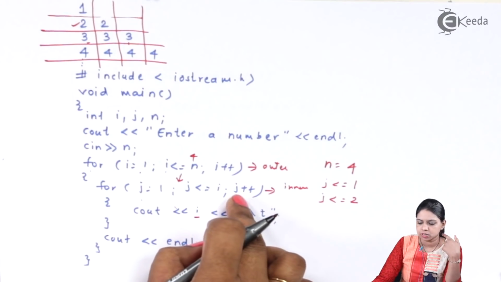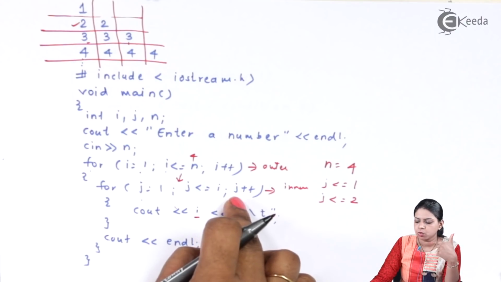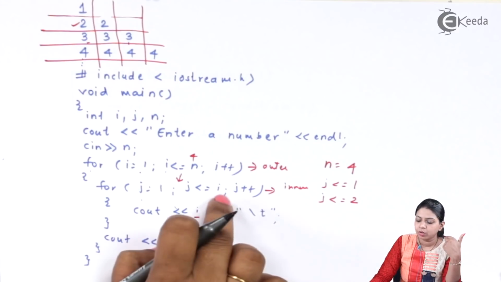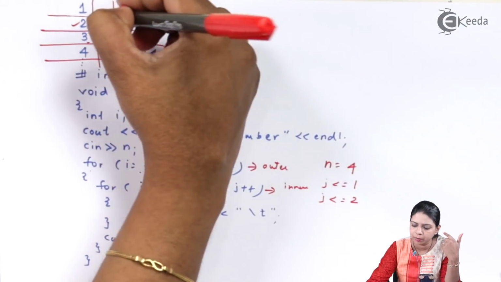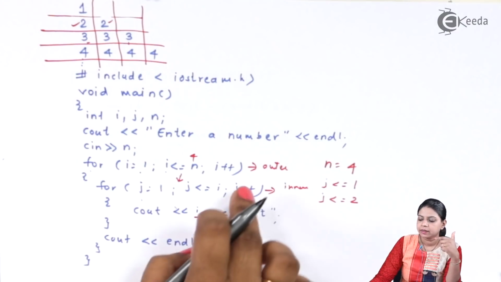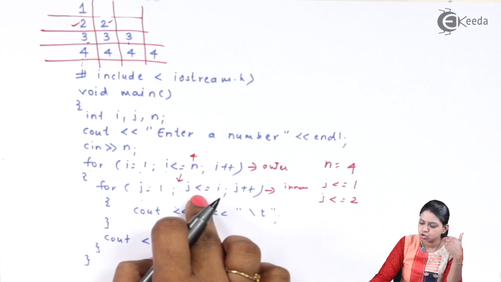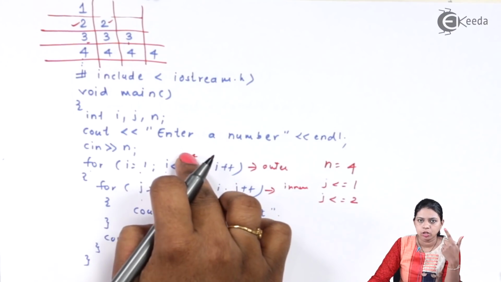J plus plus, you're still inside the inner loop. Now j plus plus means what? J was initially 1, now at this time it will become 2. 2 is equal to 2, yes, so one more time you will print I and you will print this 2. Okay, now your j will become 3. 3 is not less than equal to I, so you will come out of the inner loop and again you will jump out to the outer loop.